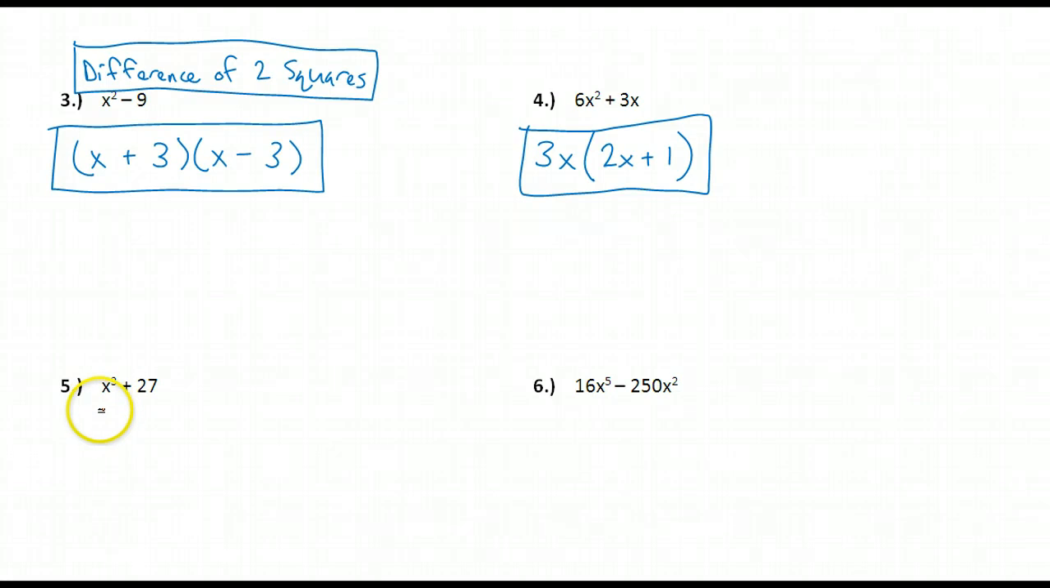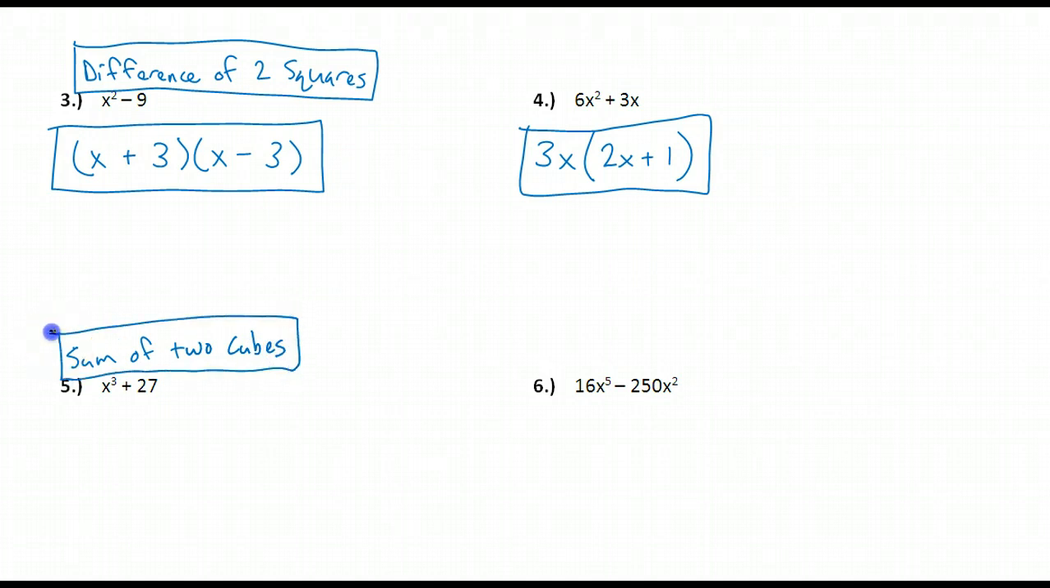In example 5, we don't have a quadratic anymore. Instead, we have a cubic polynomial. And we only have two terms in this cubic polynomial. So this is going to be the sum, because we're adding, of two cubes. In order to factor a problem that is the sum of two cubes, we need to follow a pattern. That pattern is going to be this. Something cubed plus something cubed can be factored.